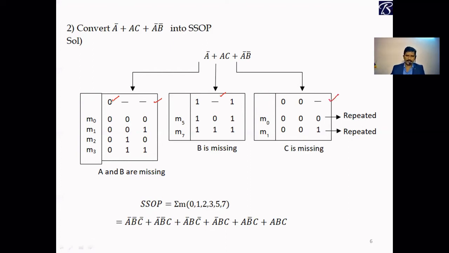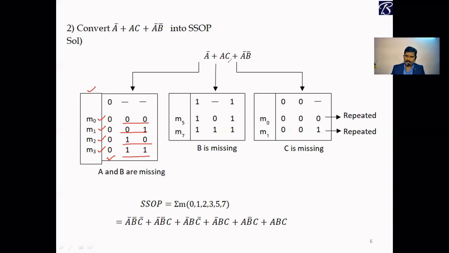For these two hyphens, the possible combinations are 00, 01, 10, and 11. The 0 you write the same, and for these two positions write down the possible combinations. Now 000 means M0, 001 means M1, 010 means M2, and 011 means M3. Because B and C are missing, these product terms came.